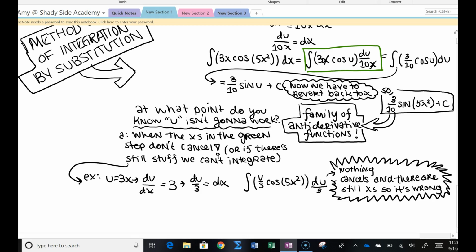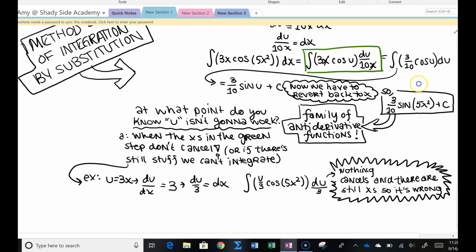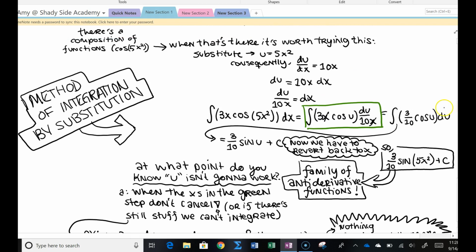It's cos u. du has nothing to do with it. That's just a dummy. It's just saying, what is the antiderivative of 3/10 cos u du? This is no different than the integral of 3/10 cosine of x dx. So we just get into a form that we know right then and there how to make it into the regular function.